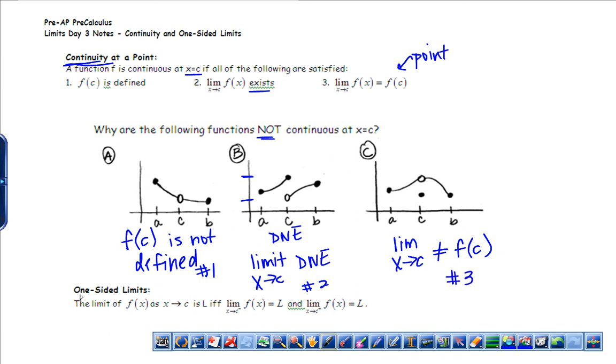On a one-sided limit, the limit of f of x as x approaches c is L if and only if the limit as x approaches c from the left side, remember that c with a little negative means left side, of your function is equal to L, and the limit as x approaches c from the right side of your function is equal to L. So basically your function has to equal L from the left and the right.